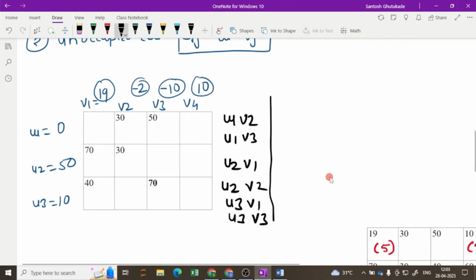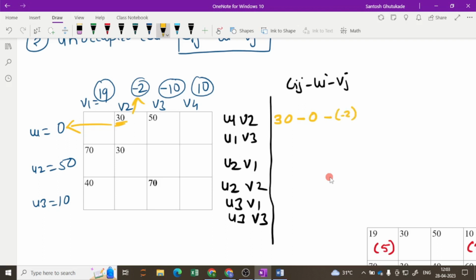Now we have a relation. We know the relation is Cij minus Ui minus Vj, where Cij means cost. So for u1 v2, 30 is the cost. So 30 minus Ui value, this u1 value is 0, minus Vj, here Vj value is minus 2, so minus minus 2. Then for u1 v3, this 50 location, the relation is 50 minus u1 value 0 for this row, and v3 column value is minus 10, so I will write minus minus 10.